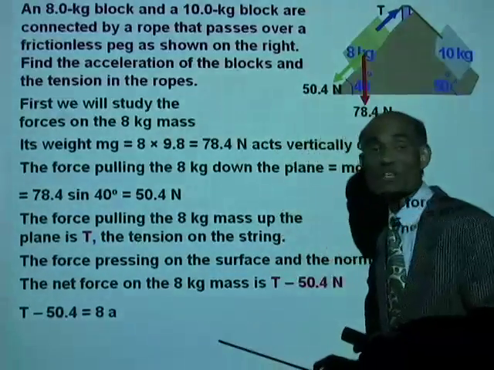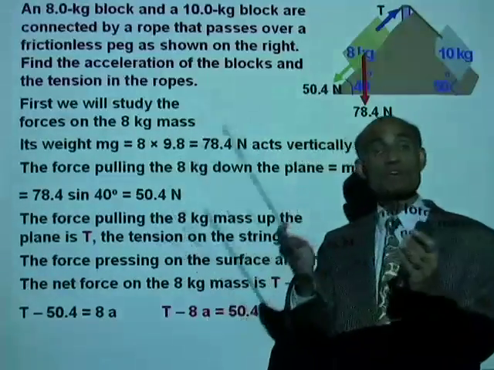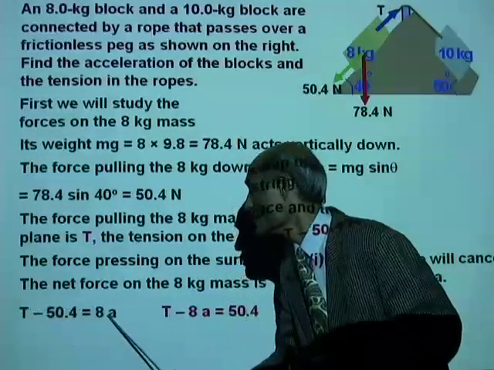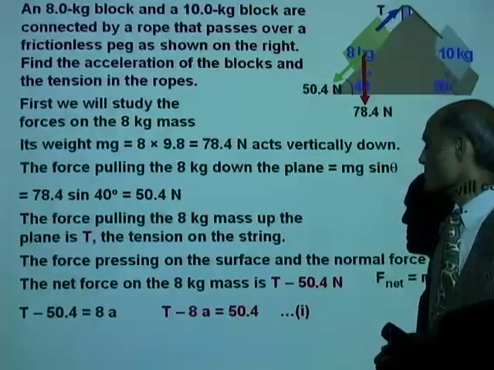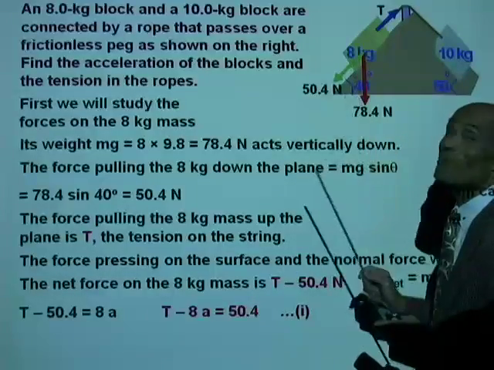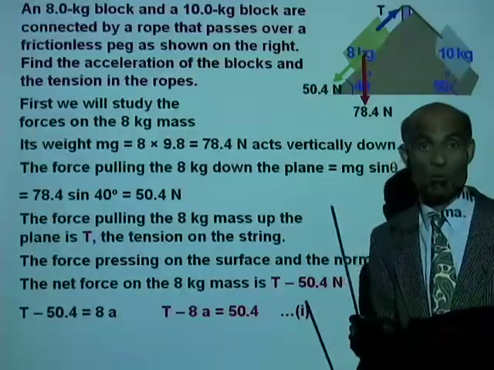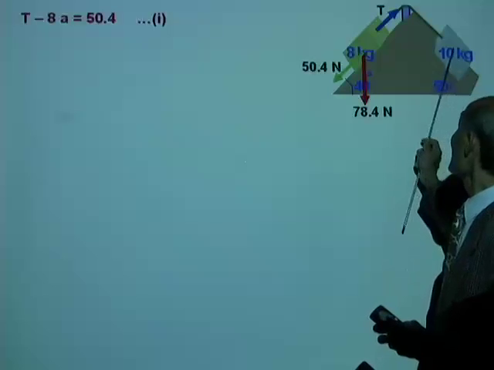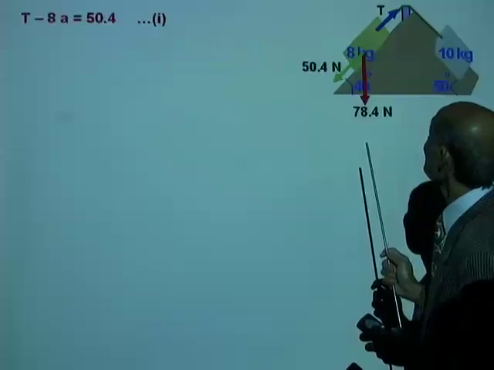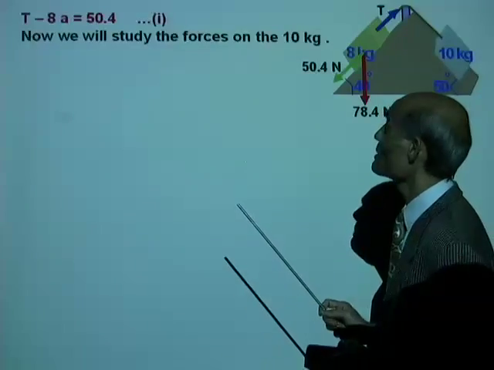So we have one equation which, when you write it in the standard form, has the variables on the left, the constant number on the right. So that will be T minus 8A equal to 50.4. We have one equation using the 8 kilogram mass, and we do the same thing for the second mass, and I'm sure you can do that on your own. You may not be able to read what I have on the screen, so you can try that on your own. Let's now study the forces on the 10 kilogram mass.